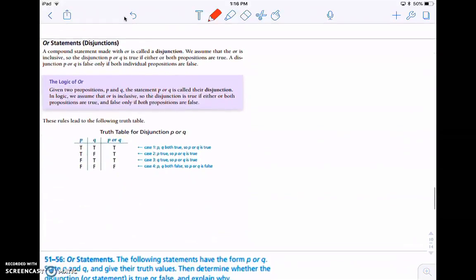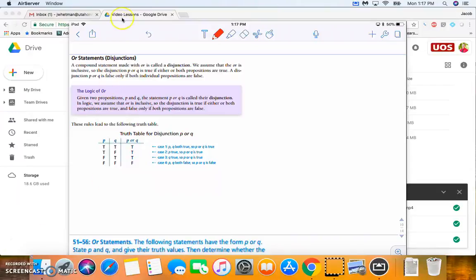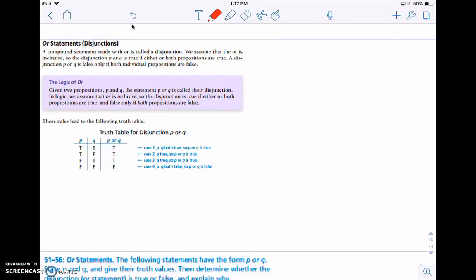Okay. We'll finish up or, and then we'll jump into the if-thens in the next video. So a compound statement with or is called a disjunction. Again, we always assume that the ors are inclusive. So for the disjunction, P or Q is true if either one or both of the propositions are true.